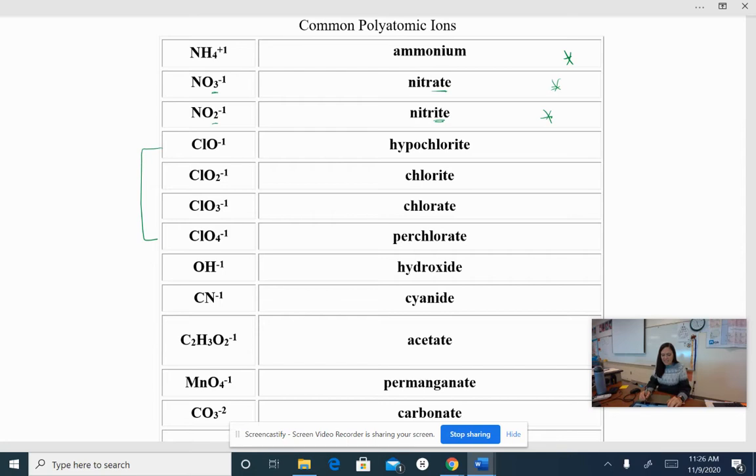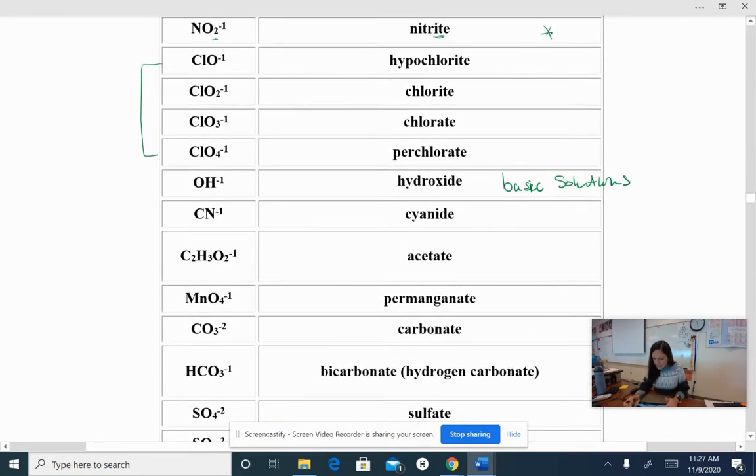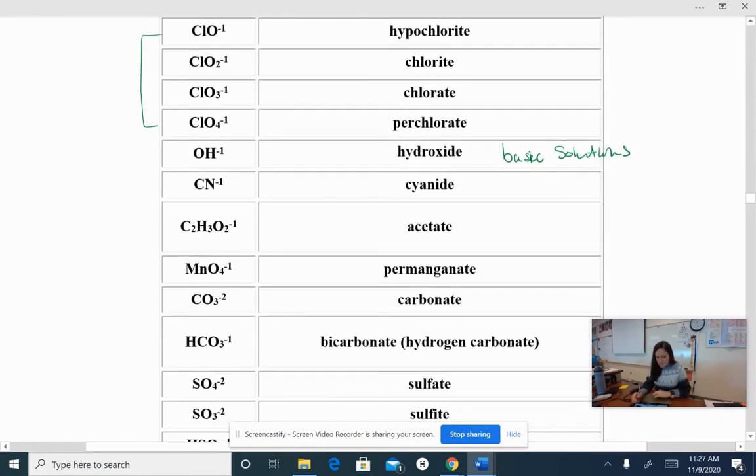Okay? Hydroxide, we will use hydroxides a lot later on in the year. Hydroxides create basic solutions. So most of our bases are going to be hydroxide solutions. Cyanide, CN -1. Acetate, this is what makes vinegar.